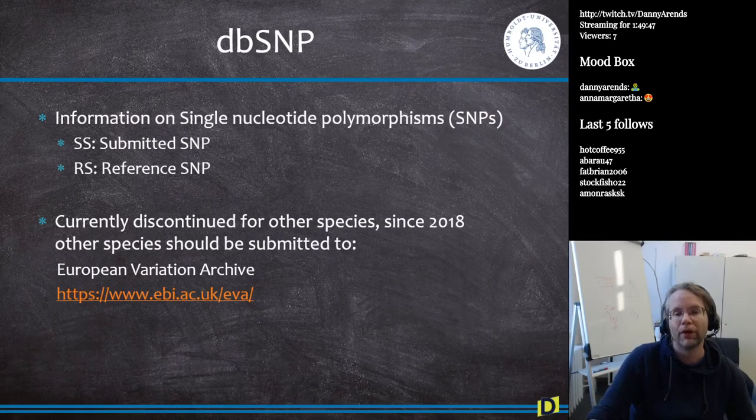And like I told you guys, since 2018, all other species are not stored in dbSNP anymore, but they are taken over by the European Variation Archive. So if you want dbSNP for cows, then you go to the EVA, the European Variation Archive. And then EVA does all species besides humans. So for humans, you have dbSNP. For cows, goats, you have EVA.